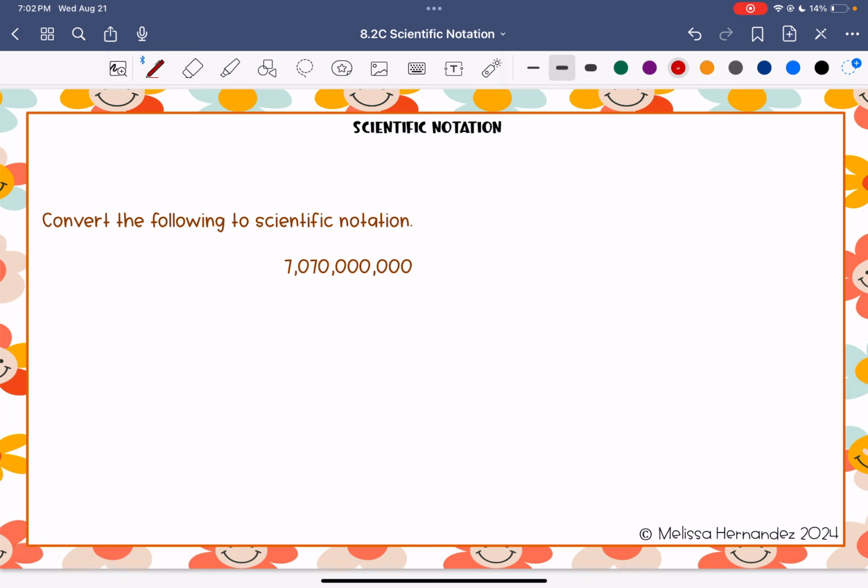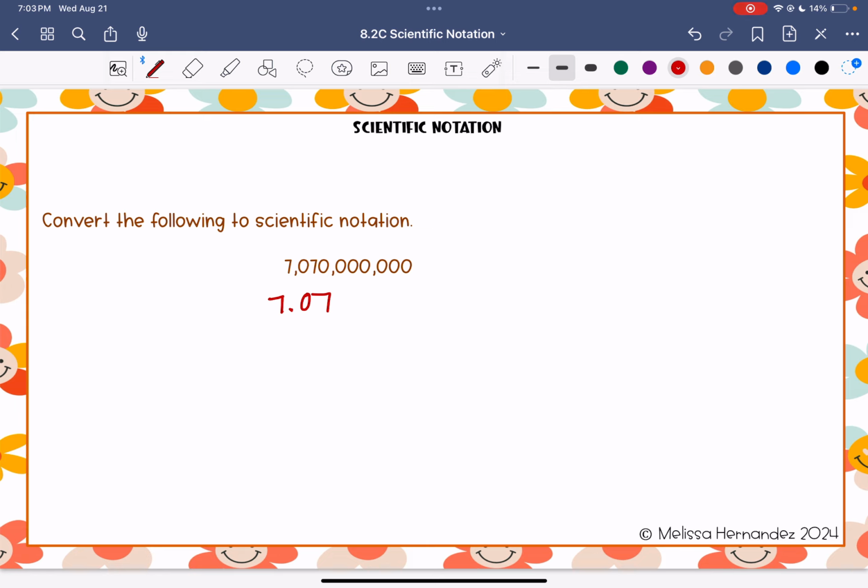So the first number, our first factor. When you multiply 6 times 5, 6 is your first factor and 5 is your second factor. Your first factor has to be greater than 1 but less than 10. So here, I'm going to put the decimal after my first number, so it'd be 7.07. If I put it after the 0, it'd be 70, which would be greater than 10.